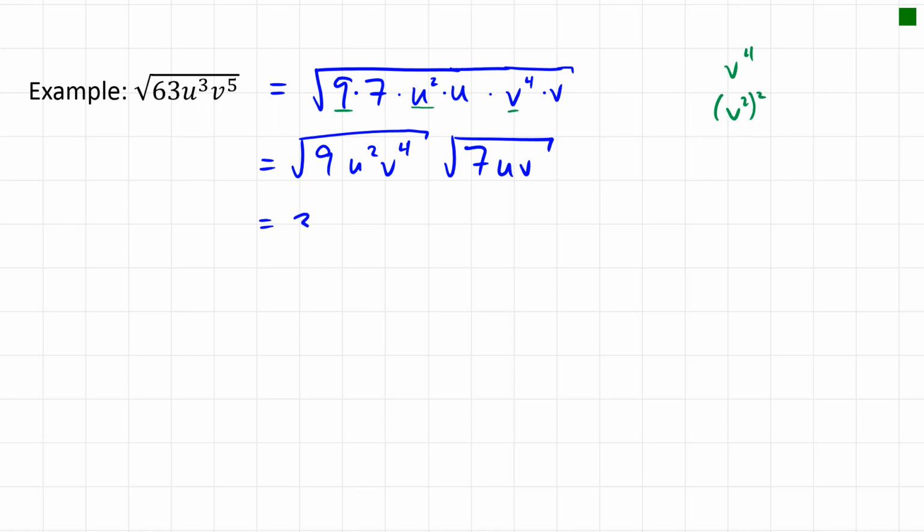So square root of 9 is 3, square root of u squared is u, and the square root of v to the power of 4 is v squared. And then left over is the square root of 7uv.